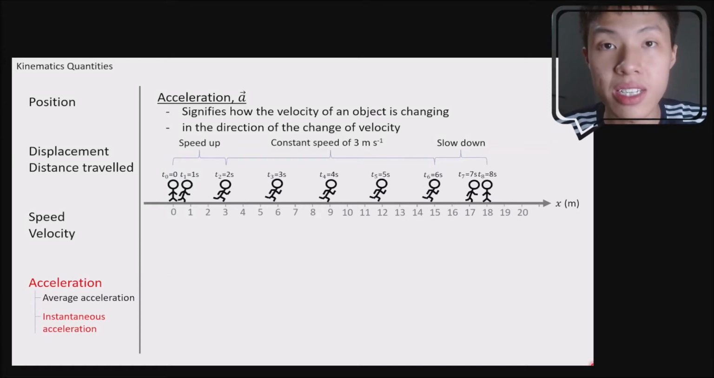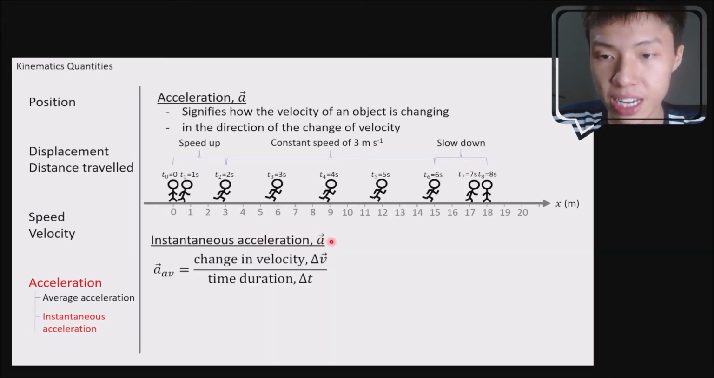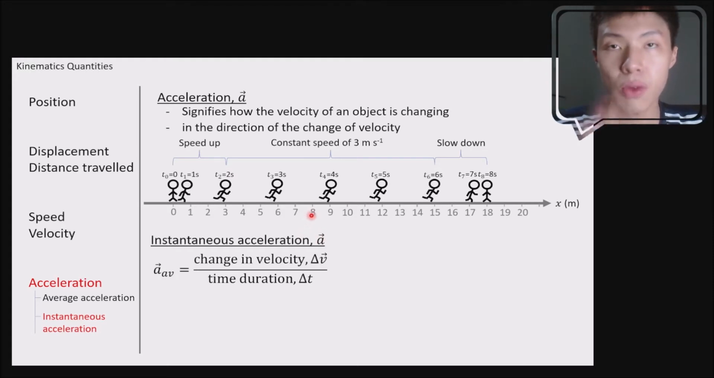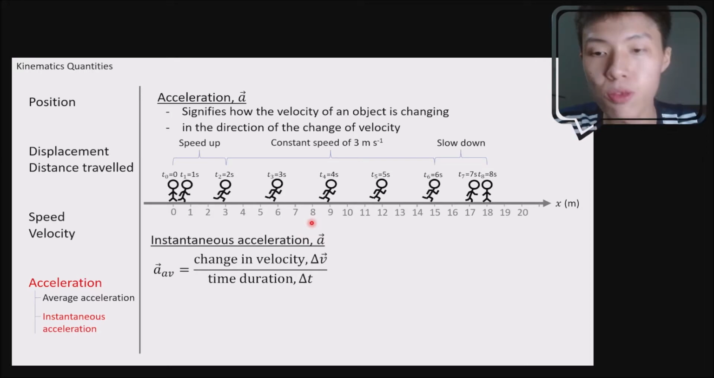Let's talk about instantaneous acceleration. For instantaneous acceleration, you have no subscript AV down here. You just write A with a vector sign on top. And again, when we talk about instantaneous, we are limiting ourselves to a very, very short moment of time.